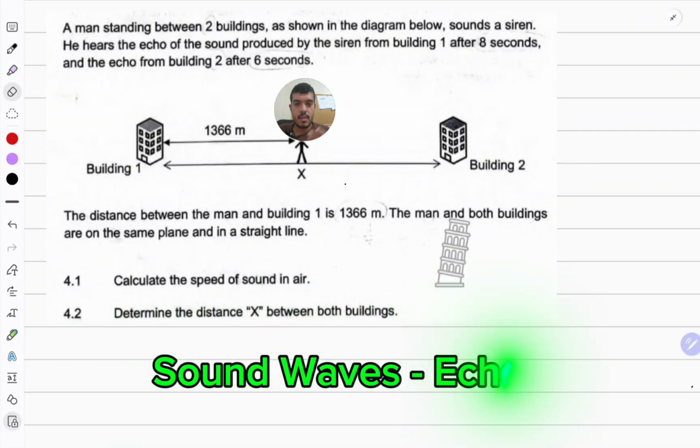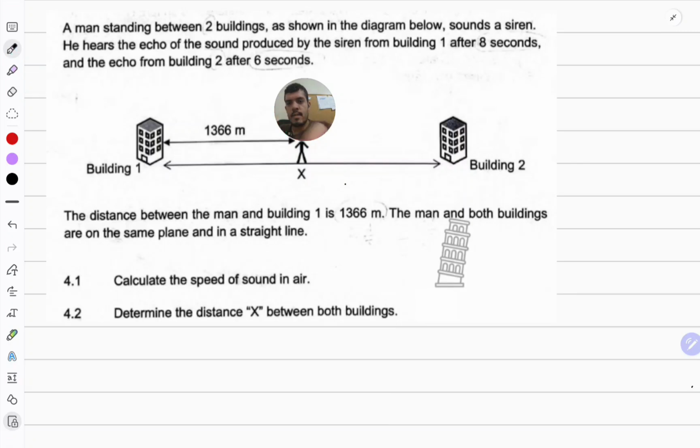Have you ever wondered what an echo is? Consider this guy standing in position X, carrying a siren. The siren generates a sound wave, and the sound wave reaches this building, and this building reflects that sound wave, and the guy hears the sound wave for the second time. This is what we call an echo.